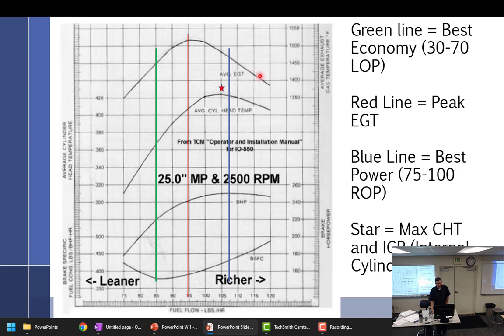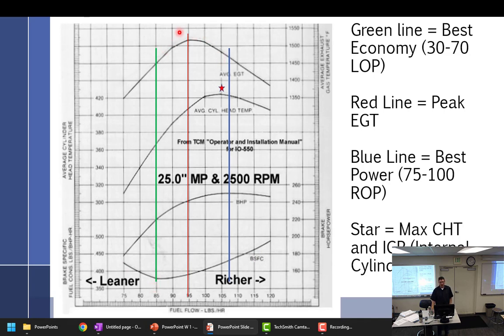This top line is exhaust gas temperature, which is what we've been talking about, and I said that number doesn't matter. It's not important, right? Well, the next one is cylinder head temp. That one is very important. Down here is brake horsepower, how much horsepower we're putting out, which would be a direct correlation to how much speed you're going to get out of the engine or aircraft. And down here is brake-specific fuel consumption, which is like saying miles per gallon, your economy.